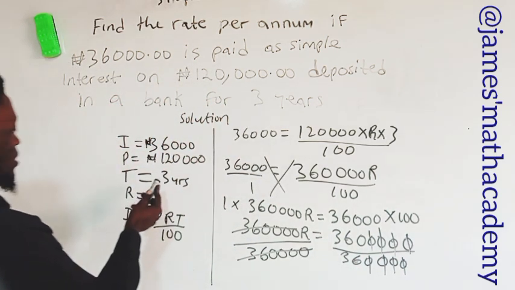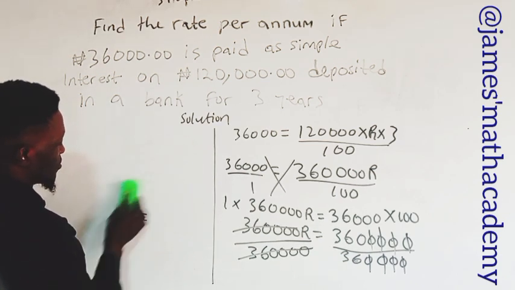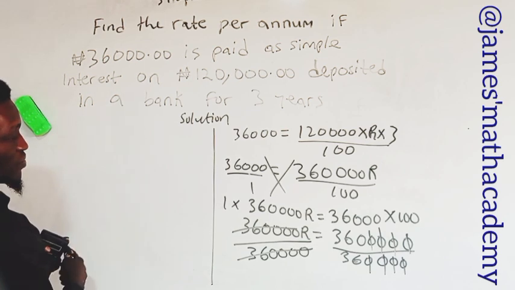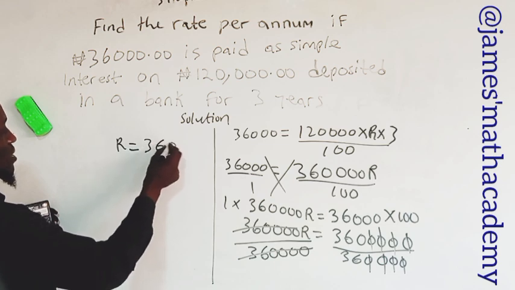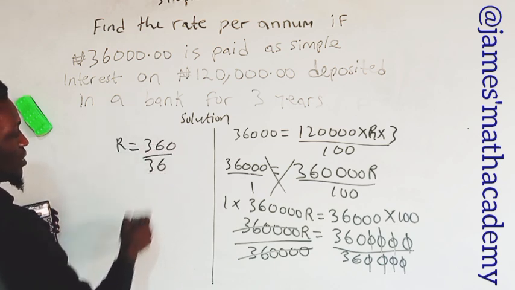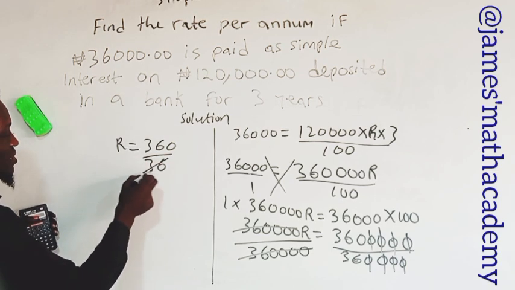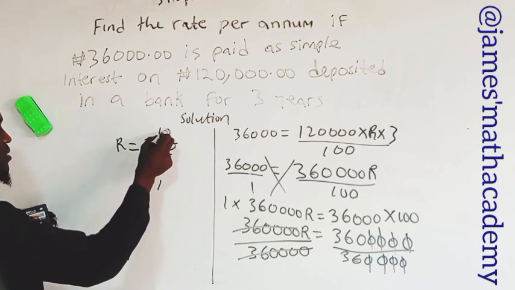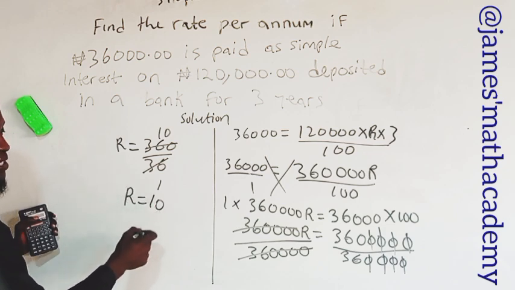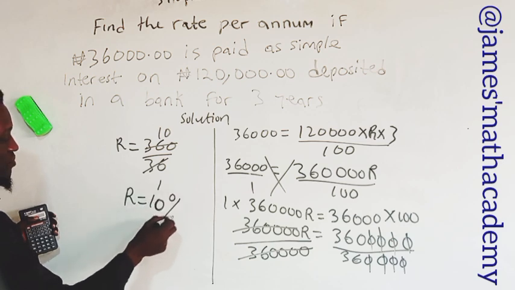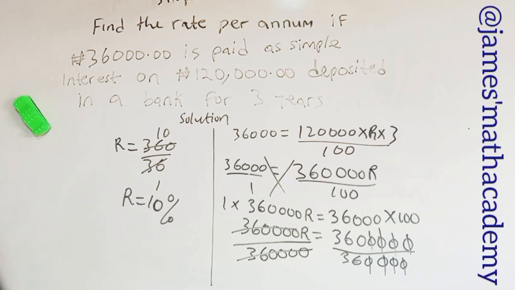Let me clean this side here. So my R is equal to 3,600,000 over 360,000. 36 cancels 36, and 360 divided by 36 gives 10. So R is equal to 10. Remember, R must be in percentage. So this is the answer to this simple interest question.